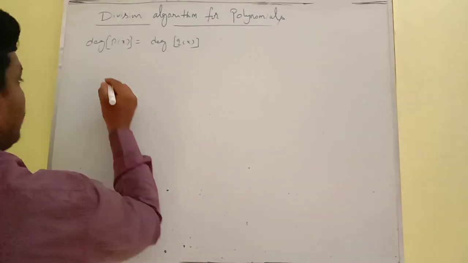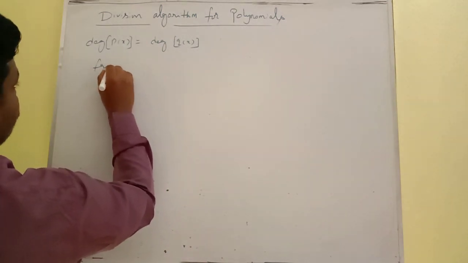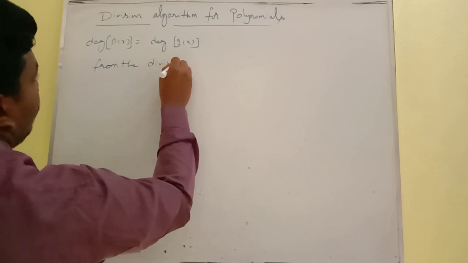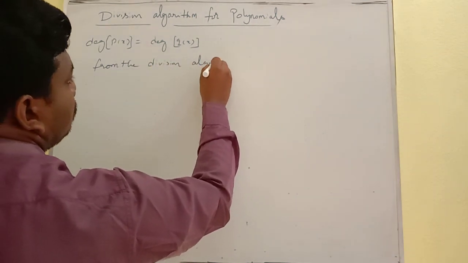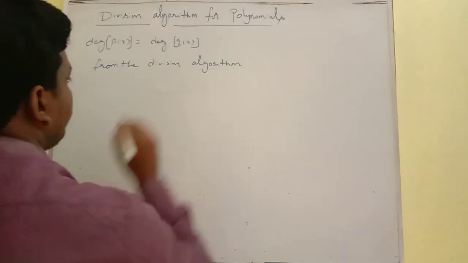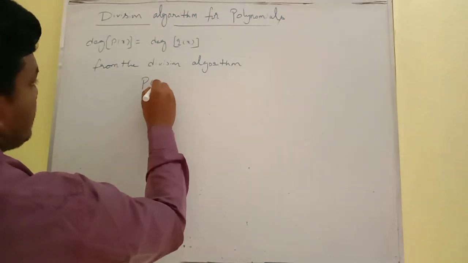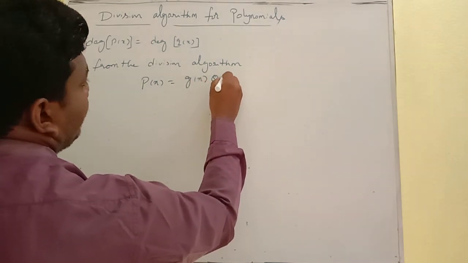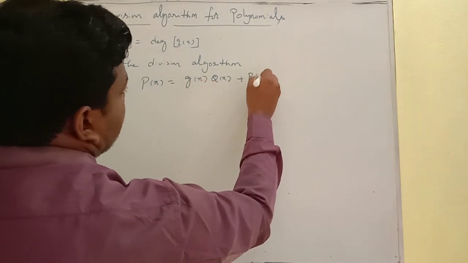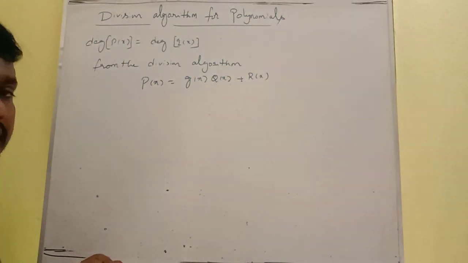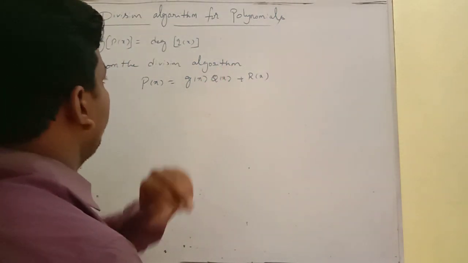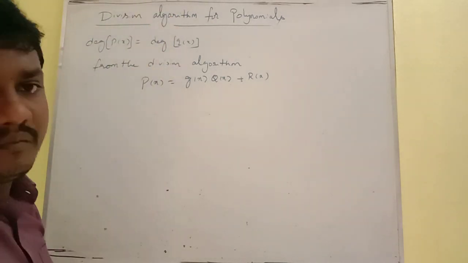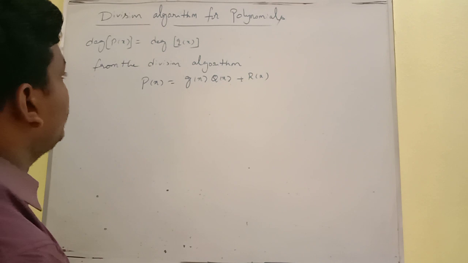So now we know the division algorithm. From the division algorithm, p of x is equal to g of x into q of x plus r of x. So we are going to consider like this: g of x, p of x, r of x. Now the degree of p of x and the degree of q of x must be the same.